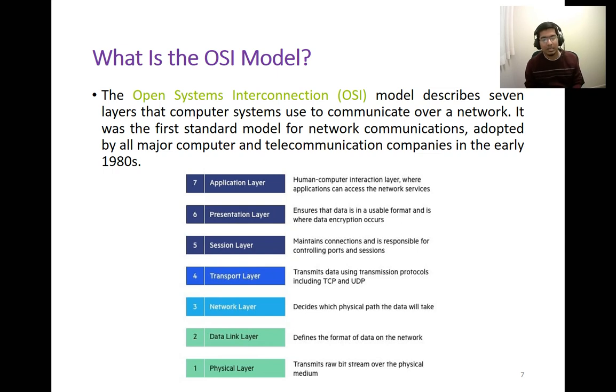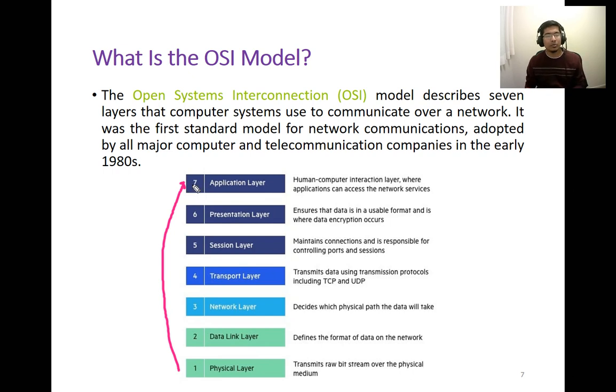So now see what this model says. We have seen the layered task. In this model, we have 7 layers. So the OSI model consists of 7 different layers.